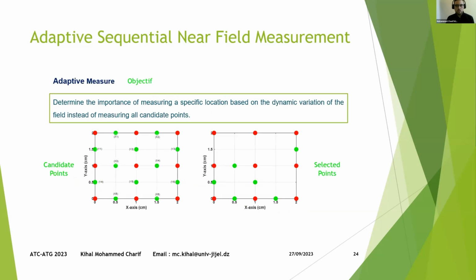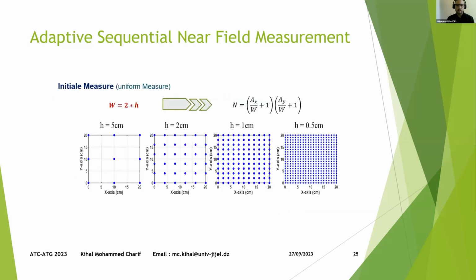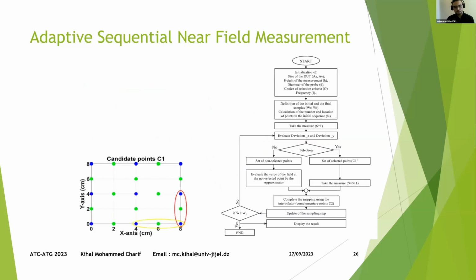The goal of an adaptive measurement is to determine the importance of measuring a specific location based on the dynamic variation of the field around the point, instead of measuring all candidate points. The initial measurement is a uniform measurement with a step equal to the maximum step defined by omega, equal to twice the height of measurement. For reasons of convexity, we take measurements at the edge of the domain, although they represent weak sources of information. Here is the flowchart of the method.